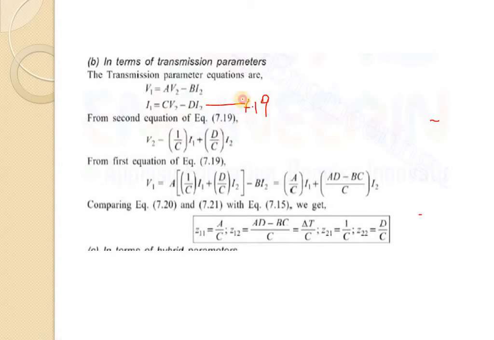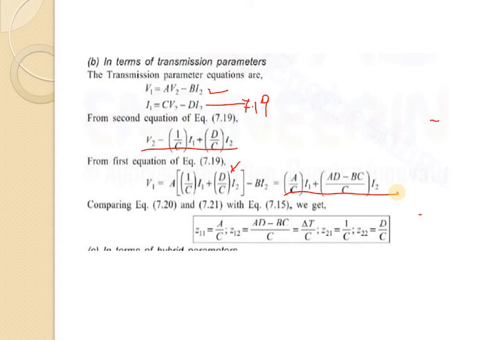Now we will separate the V2, and we have got that V2 equals 1 by C into I1 plus D by C into I2. In a similar way, we will put the value of V2 in the equation V1 equals A into V2 minus B into I2. We have put the value of V2, and we got that V1 equals A by C into I1 plus AD minus BC by C into I2.